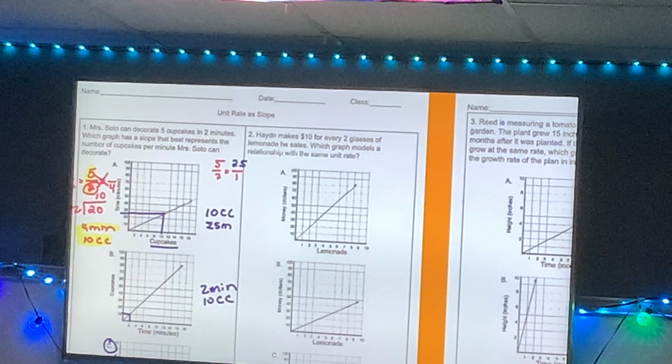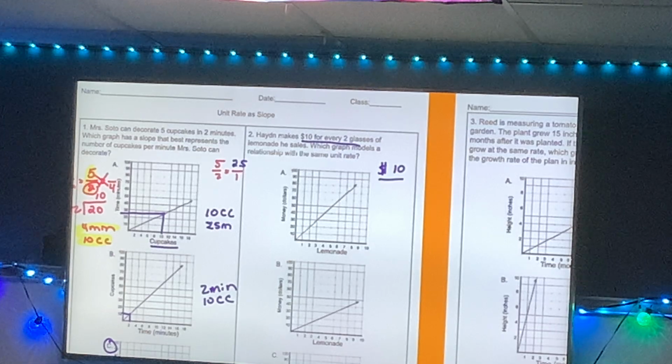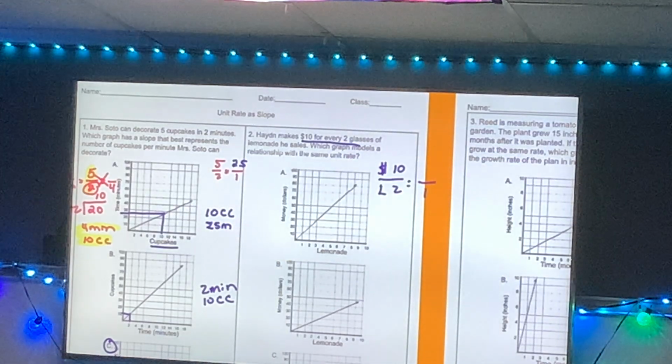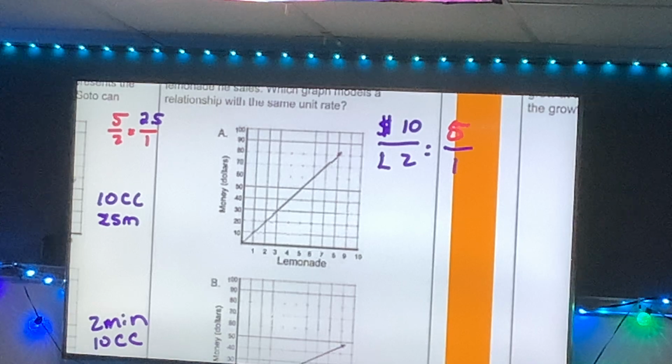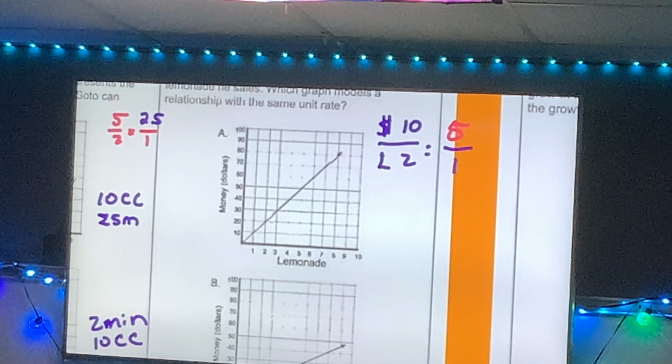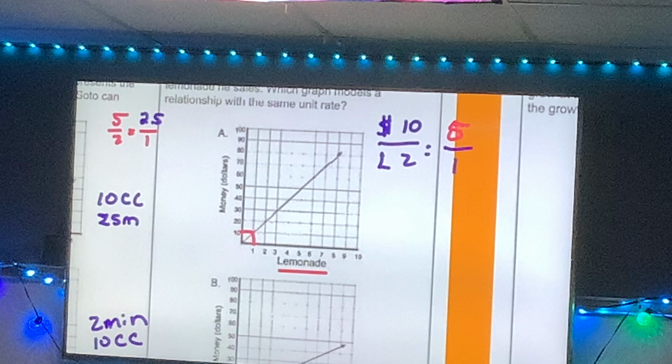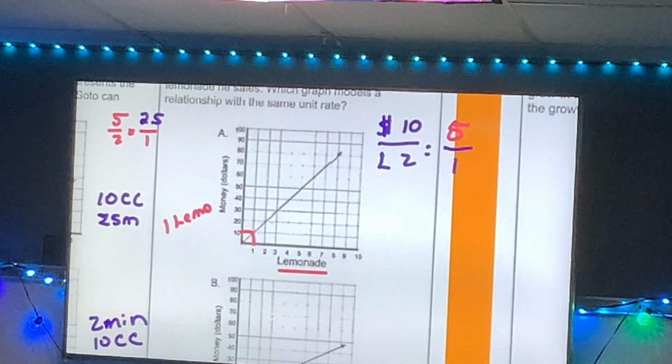Okay, write it as you read it. $10 for every 2 glasses of lemonade. So how much would it be for 1 glass? $5. Okay, you gotta watch your labeling. Okay, for 1 lemonade, you see it says lemonade down here? Yes. Is it $10? No. Nope. 1 lemonade, $10. No.